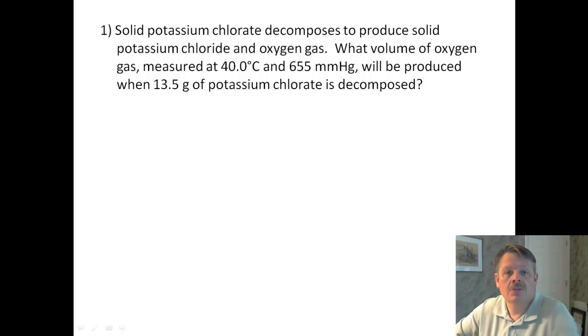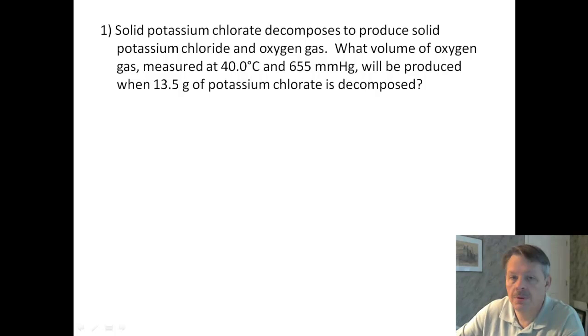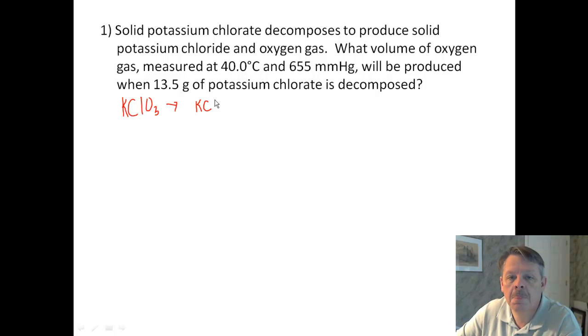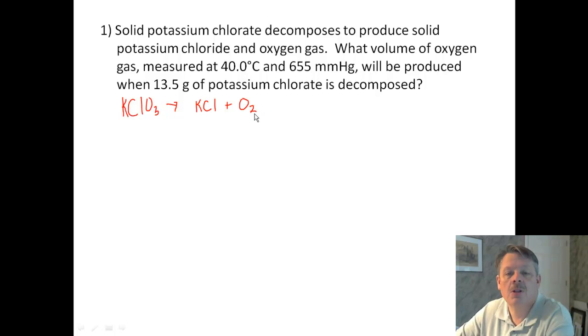Solid potassium chlorate decomposes to produce solid potassium chloride and oxygen gas. So the first thing we have to do is come up with our chemical equation. Alright, so our chemical equation is potassium chlorate, KClO3, decomposes into potassium chloride and oxygen gas. Oxygen is a Brinkelhoff element, so it is O2.